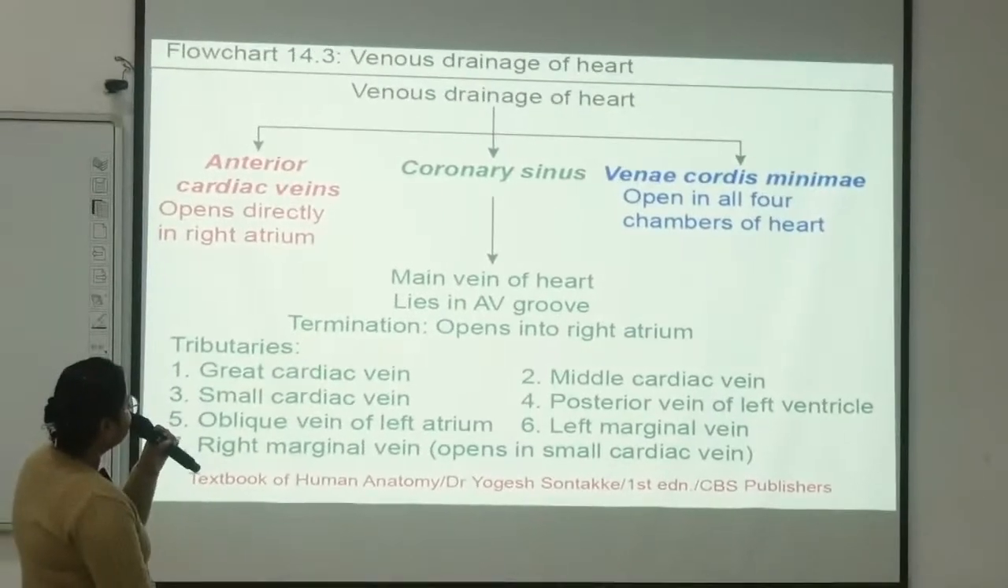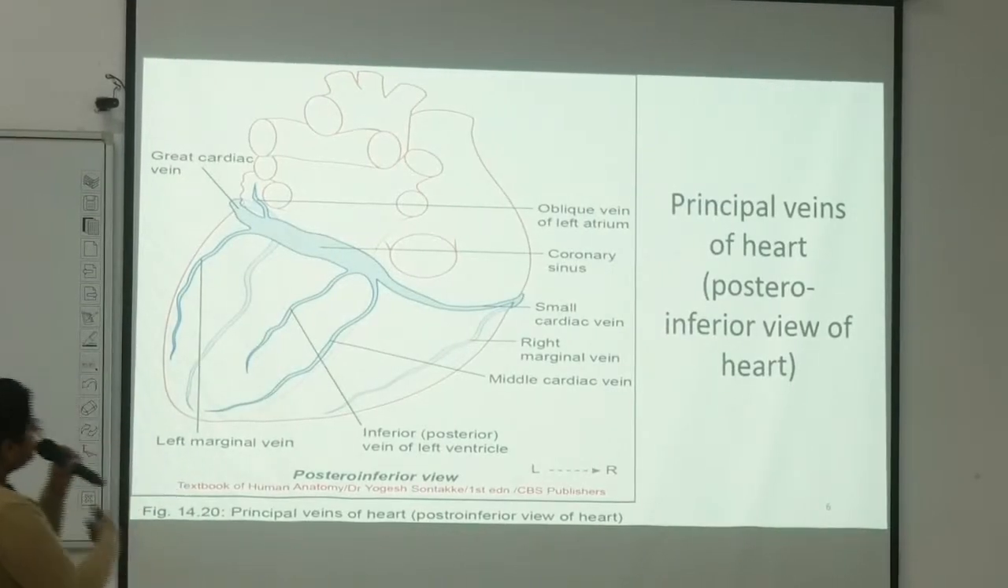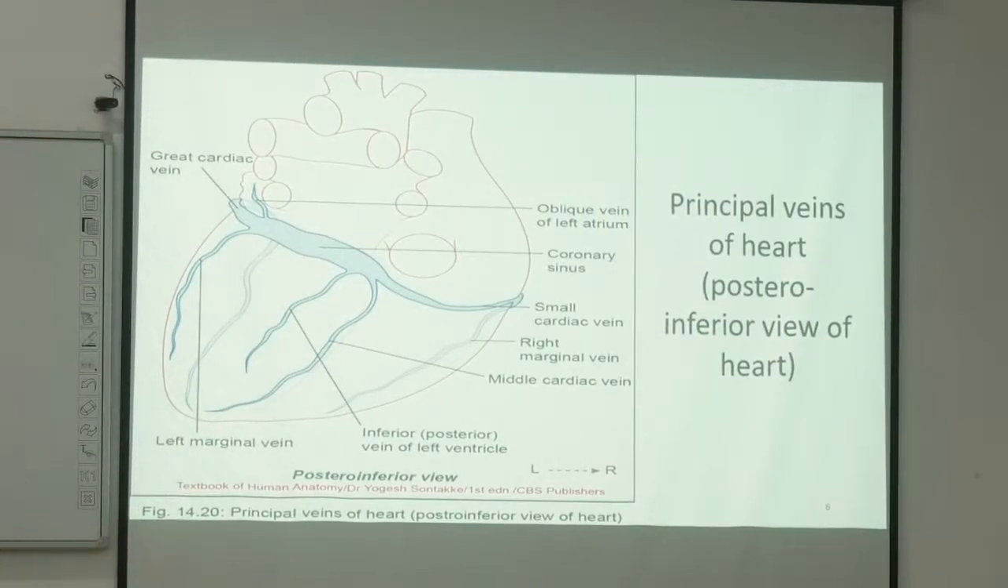See the position of the different veins and tributaries. This is the posterior view, from the posterior aspect. The positions of these veins are important. During viscera of the heart, you will be asked which artery is lying in which groove and which vein is lying in which groove. So you can see these two are very, very important.